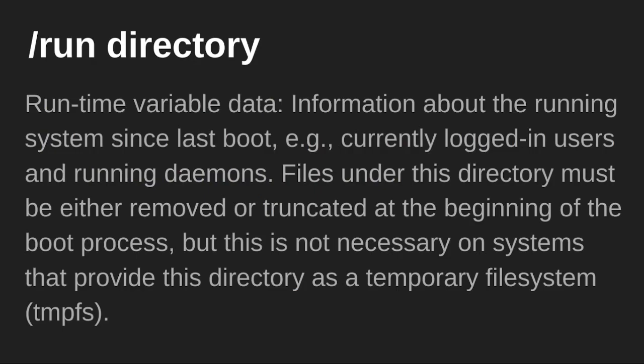Run directory. Runtime, it contains run variable data, information about the running system since the last boot, currently logged in users, and running daemons. Daemons are background processes that run continuously in the background. We do not really need to care about them. They automatically run in the background. Files under this directory must be either removed or truncated at the beginning of the boot process. But this is not necessary on systems that provide the directory as a temporary file system.